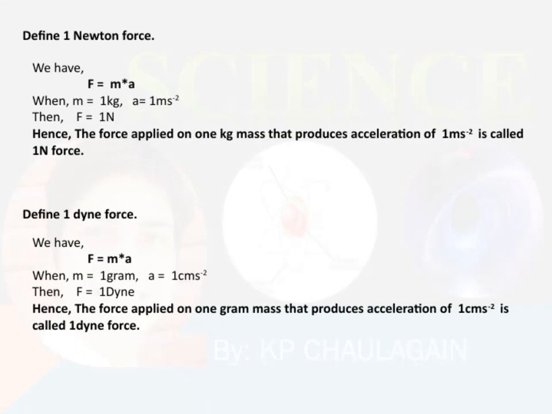Let's break down what a dyne and a newton really mean in terms of force. We start with the basic formula. Force equals mass times acceleration. If we take a mass of 1 gram and accelerate it at 1 centimeter per second squared, the force involved is 1 dyne. It's a tiny force, but it's a useful unit in the centimeter-gram-second system. Now, if we switch to 1 kilogram and accelerate it at 1 meter per second squared, that force is 1 newton. This is the standard unit of force in the metric system.